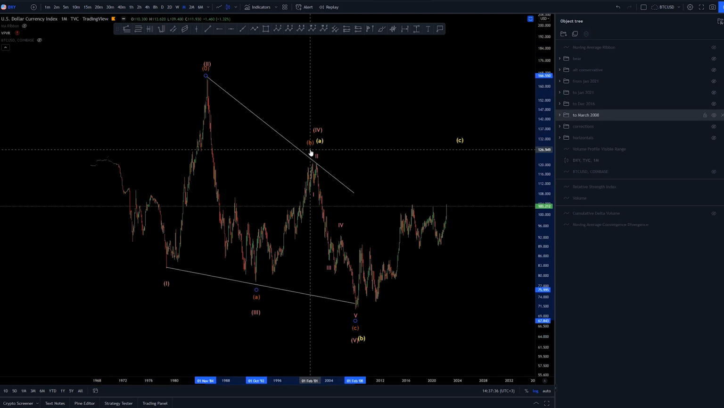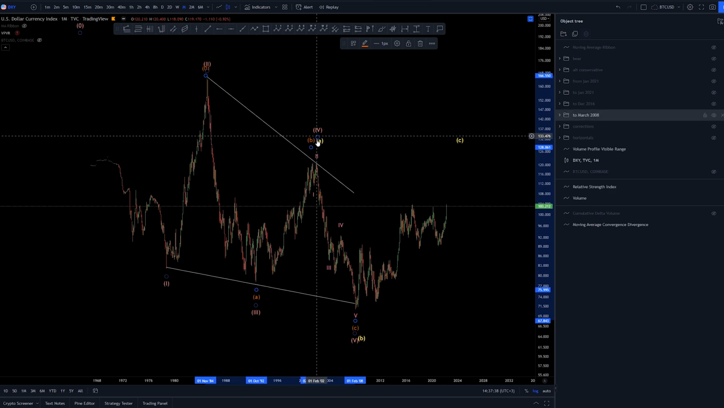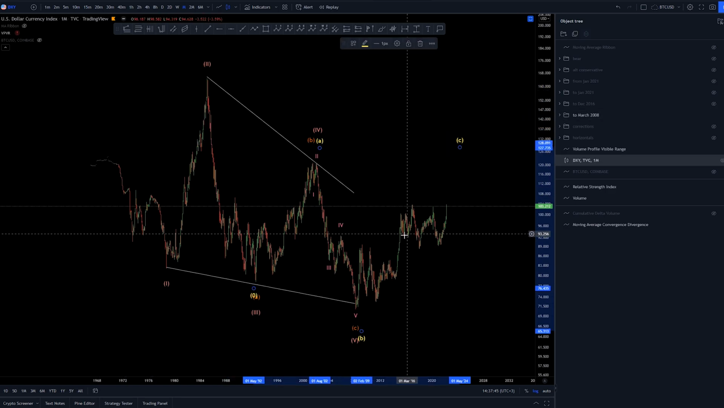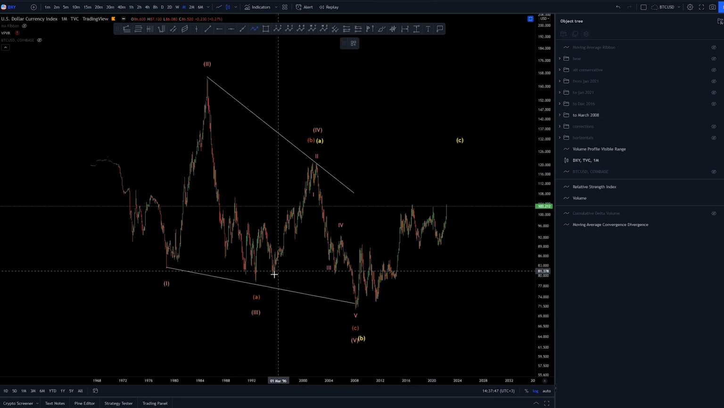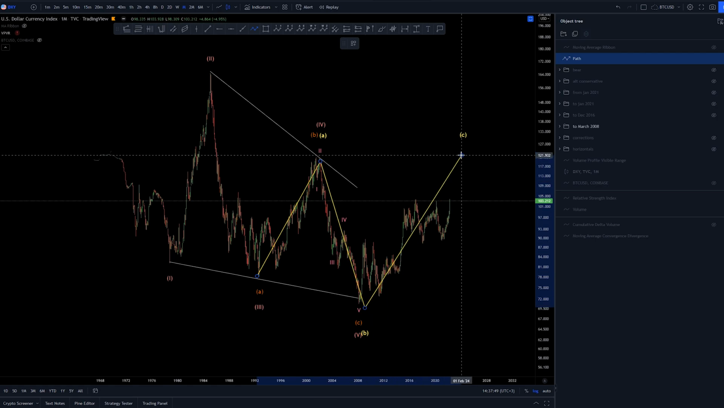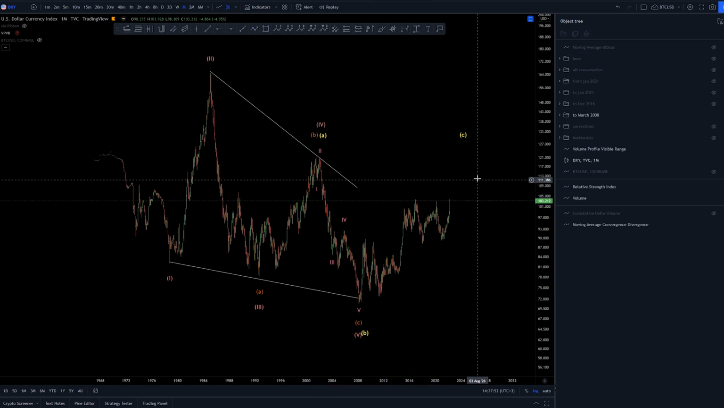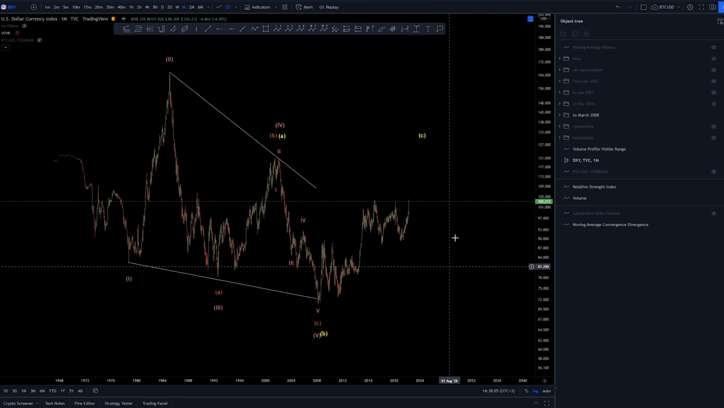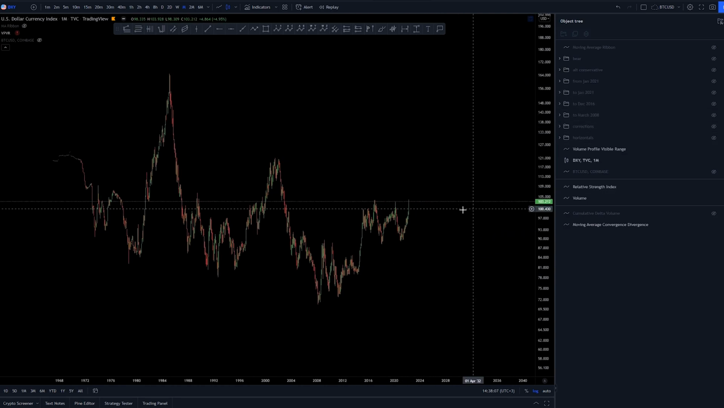Another possibility is this orange count here, saying that this is an ABC ending here. Again, no idea what's happening here. Is this part of it? No idea. Another possibility is this one, A, B, C. Again, possibility, not for certain at all. So loads of possibilities that really don't affect us too much at the very short time frame. Again, we're looking at monthly time frame, and all these structures are multi-decade ones.